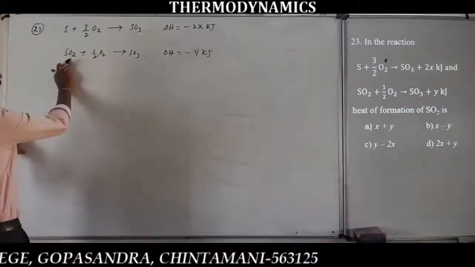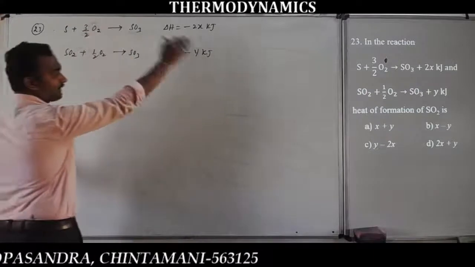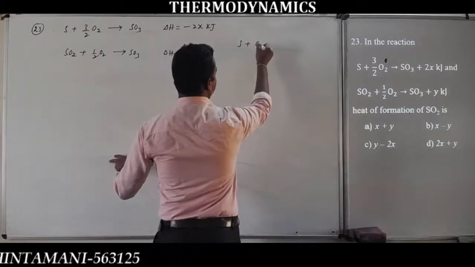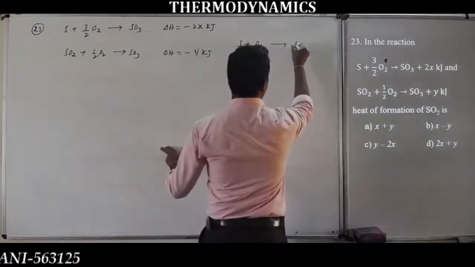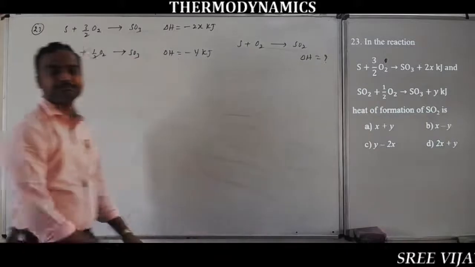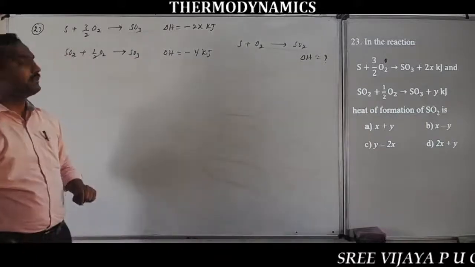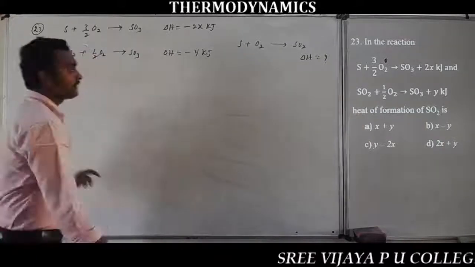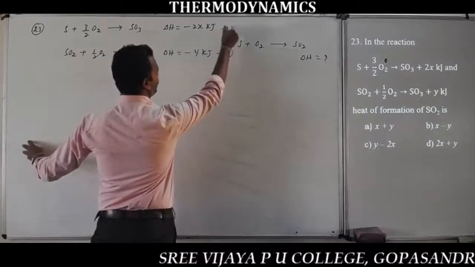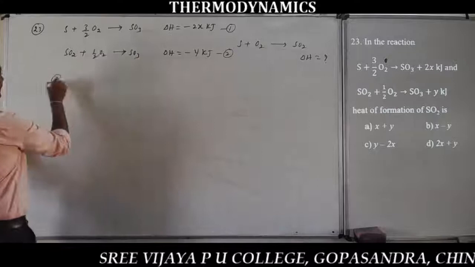For SO2 formation, SO2 must be on the right side. So the heat of formation of SO2 is the combination of sulfur and oxygen that gives sulfur dioxide. For this we have to calculate delta H, the heat of formation of SO2 from the elements S and oxygen. This is equation 2, and this is equation 1. Equation 2 we have to reverse.